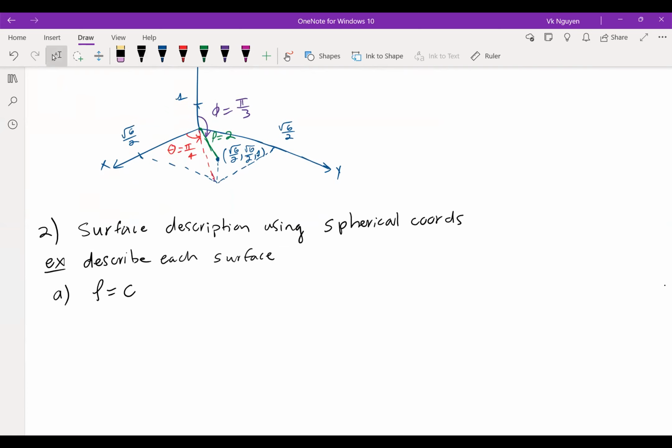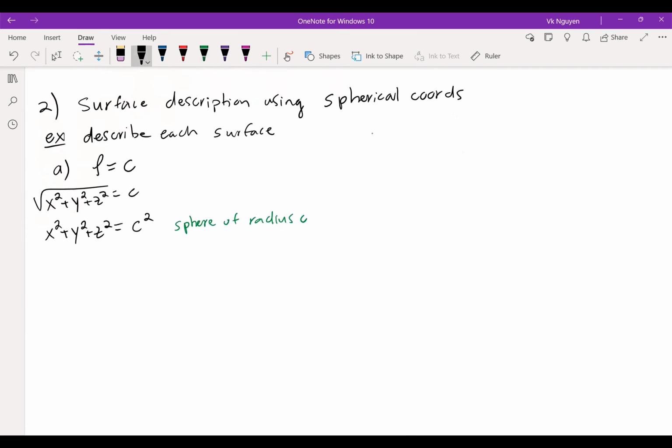Well, if we use the same trick, we know rho is the radius, so we know that C here is going to be the square root of x squared plus y squared plus z squared. So this is just a sphere of radius C.